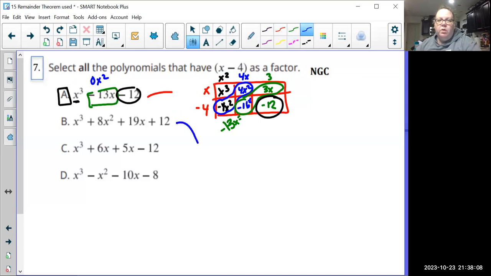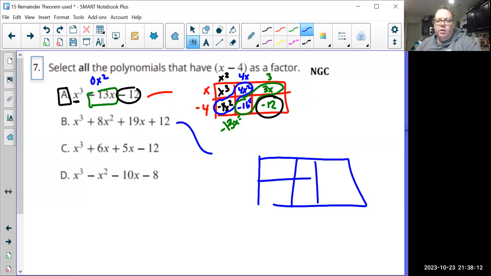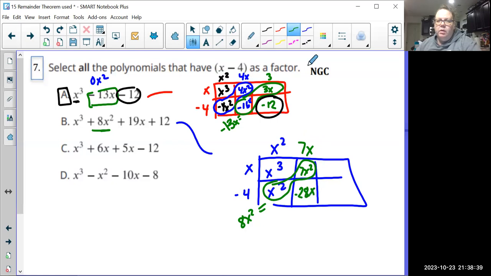Right, so I would need to do that with all of them. So same thing, I set up my box. I'm checking to make sure x minus 4 is over here. And I'm solving this x cubed, so that means I multiplied by x squared. These two together have to equal 8x squared. So that means this must have been a 7x squared, so they add up to 8. So I must have multiplied by 7x. 7 times negative 4 is negative 28x.